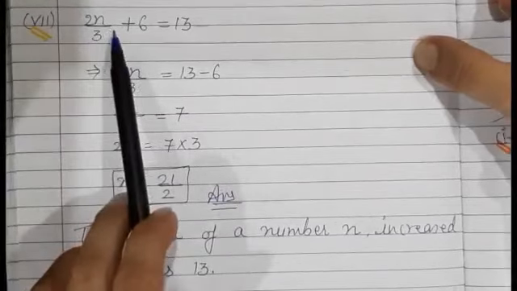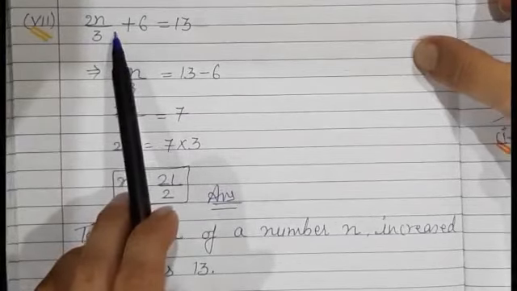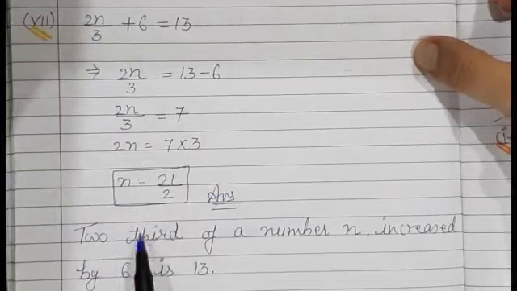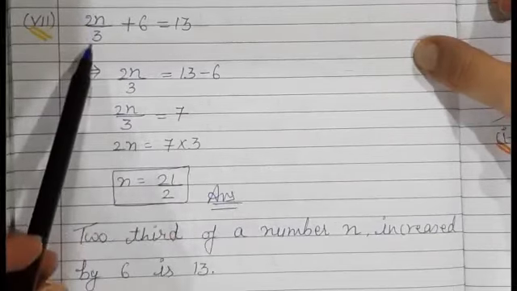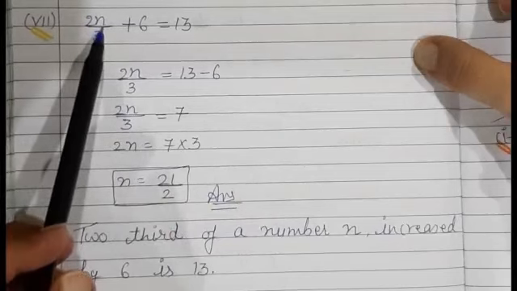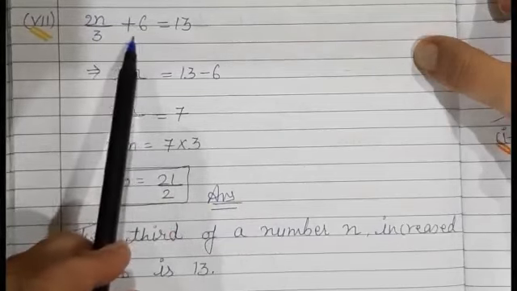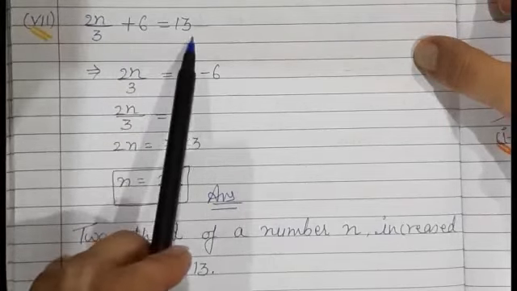Now convert this simple equation into a statement. What can we write? We can write: 2/3 of a number n increased by 6 is 13.